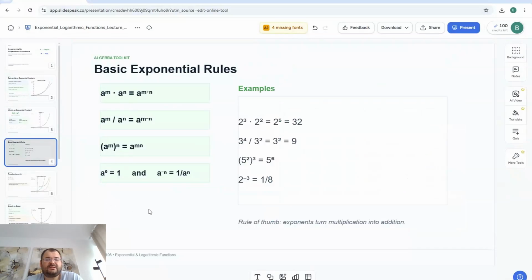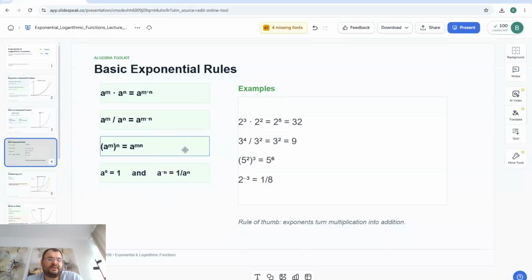So we have basic exponential rules such as a to the m times a to the n equals a to the m plus n, a to the m divided by a to the n equals a to the m minus n, a to the m to the n equals a to the mn, and a to the 0 being 1 and a to the minus n being 1 over a to the n.